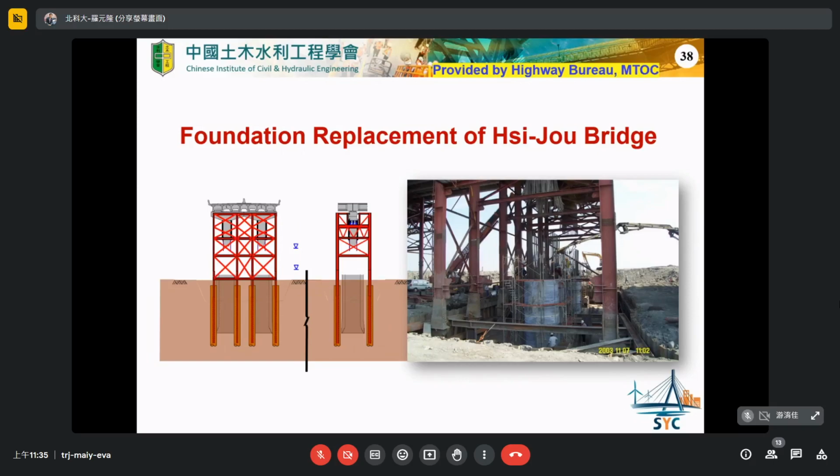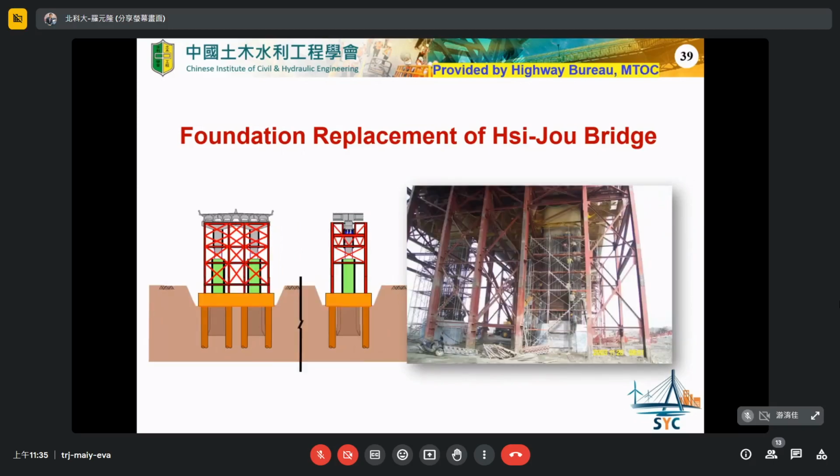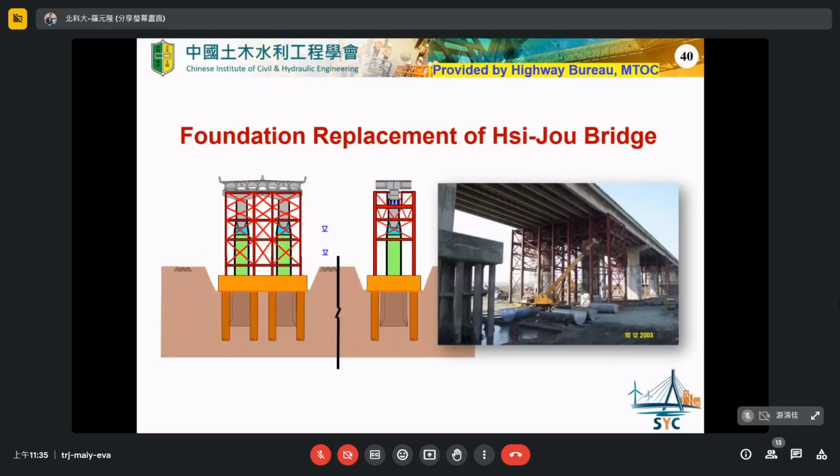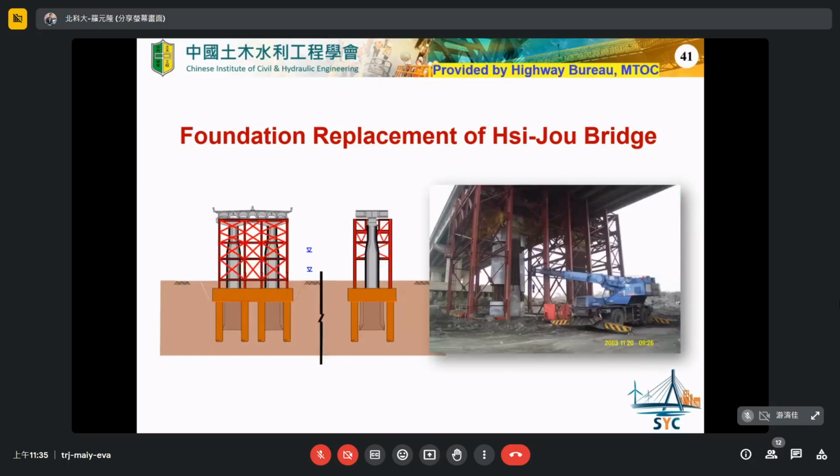So you can see this is a construction stage. And after the completion of the bridge pier, then we remove the steel frame. It means that the loading path goes back from the bridge deck through the bridge pier to the foundation. Of course, we have to reconstruct the new pile foundation in advance. So this is the real case that we used. Okay, this is the case.